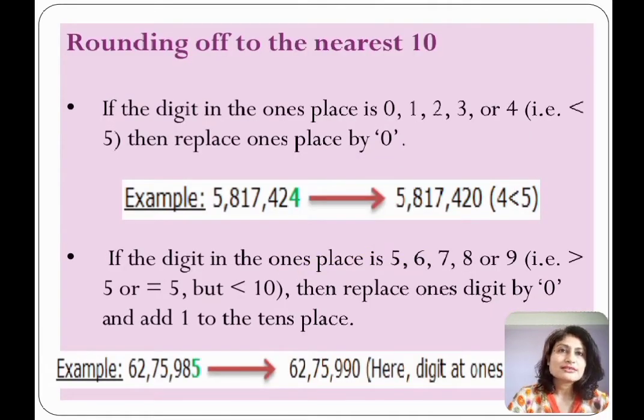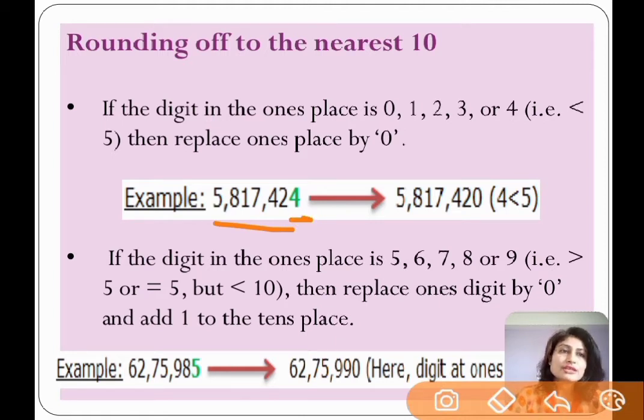First topic is rounding off to the nearest 10. How to round off a particular number to the nearest 10. For that, you have to check the ones place of the number. So here we understand with the example. Here the example is 5,817,424. So what is in the ones place?